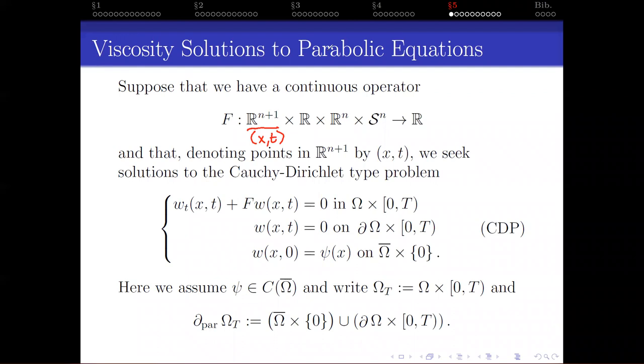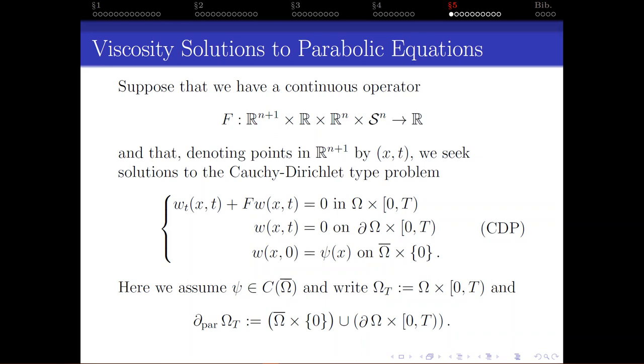It's a good way to introduce the problem because it's kind of easy to read. However, most typically you don't see it written this way, and that's because what I'm going to do from now on is write omega t whenever I mean the parabolic shape, or the cylindrical shape, I guess I should say, omega cross the interval 0 t.